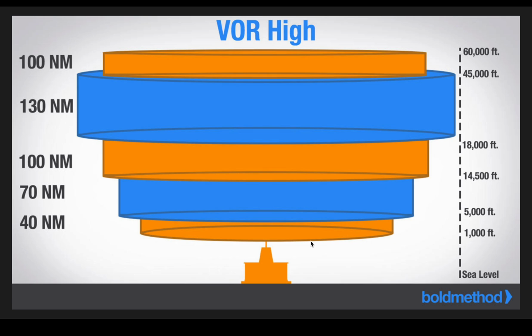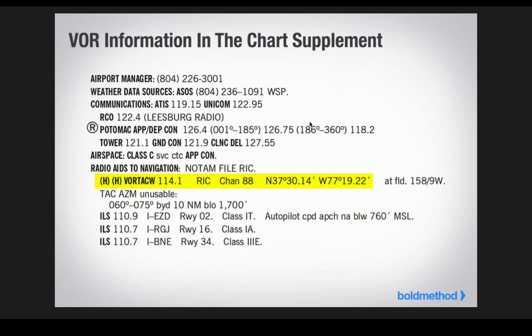Those are just things you kind of need to memorize, like the maximum volume is 130 miles for a high and 25 for a terminal, etc. Alrighty, then we have this chart supplement here. We can figure out that this is a VORTAC. There are different kinds of VORs, but it's a high VOR, and it's on 114.1. And there's the longitude and latitude if you're looking for it on the chart. So you can find VOR information in the chart supplement.